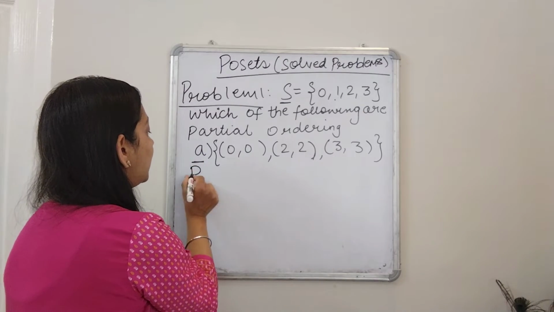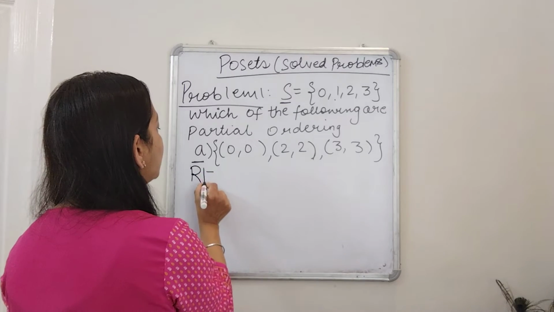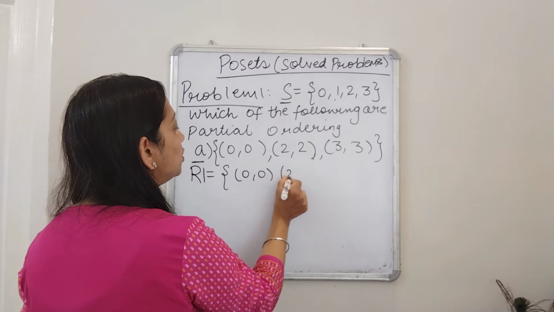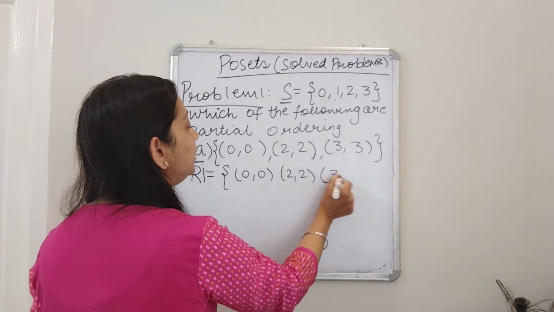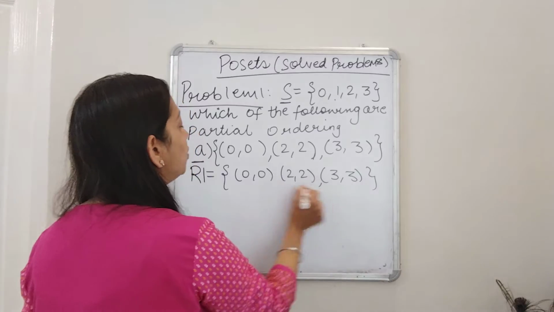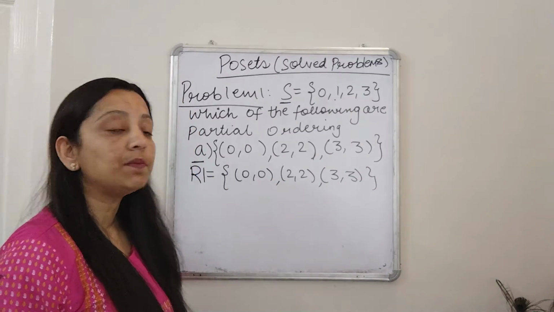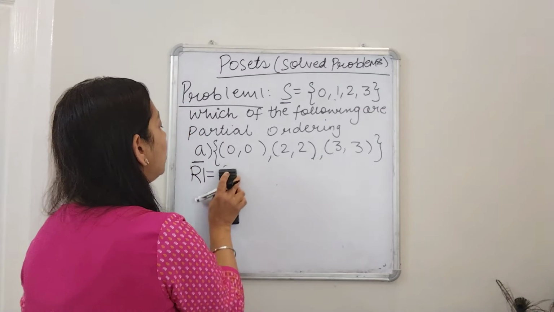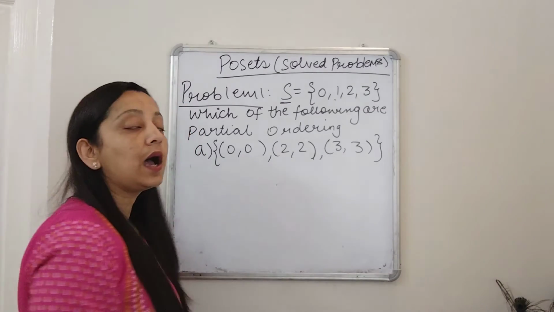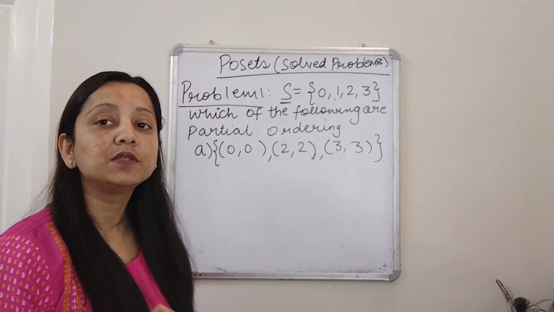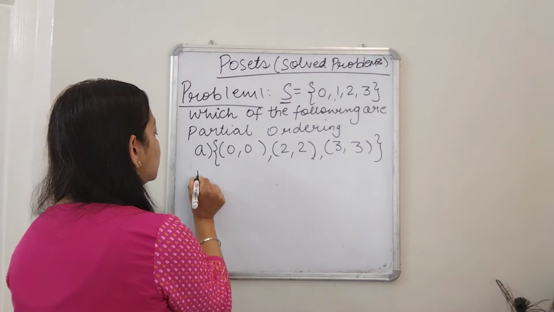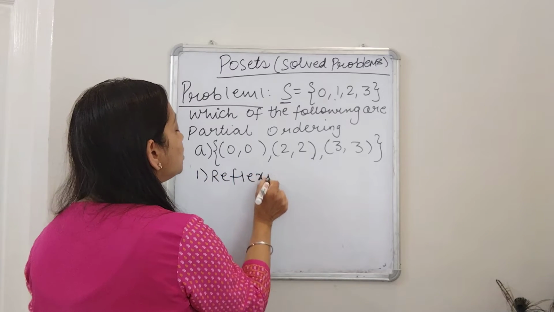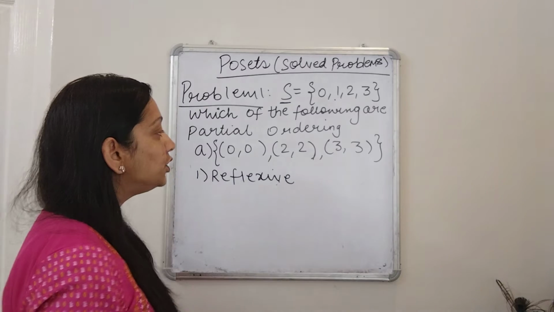Now let us say that I give the name R1 to the relation 0, 0, 2, 2, 3, 3. You can give any name: R, R1, R2, R3. So let us assume that I give the name R1 to this relation set. Now I have to find whether it is a partially ordered set or not. For that, this relation set must meet 3 criteria. The first criterion that we know is that it should be reflexive. So is it a reflexive relation or not?